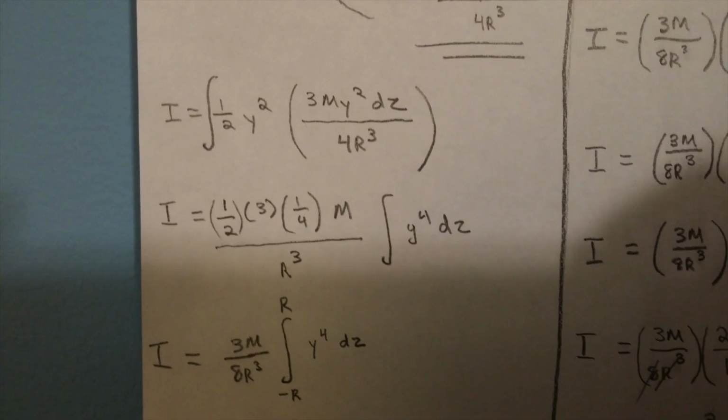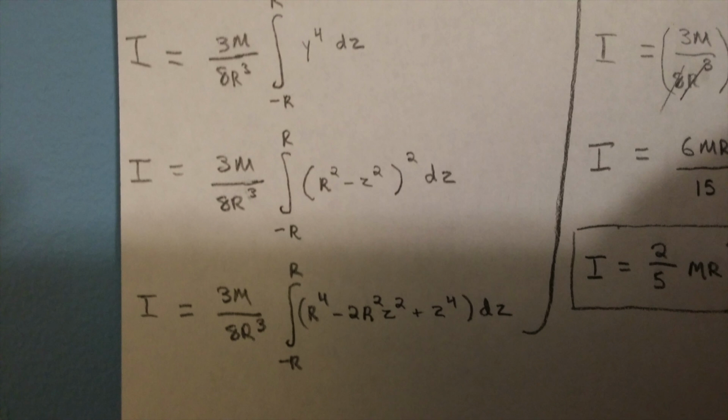Once we solve for dm, we can plug it back into the integral and we're left with the moment of inertia of the sphere is equal to the integral of 1/2 y squared times the quantity we just plugged in. We can pull out the constants and we're left with y to the 4th dz under the integral. We can also establish the bounds as negative r to r because we're trying to find the sum of all the moments of inertia of the disks. And if we work our way from the disks at the bottom of the sphere, negative r, to the top of the sphere, r, we're effectively finding all the disks.